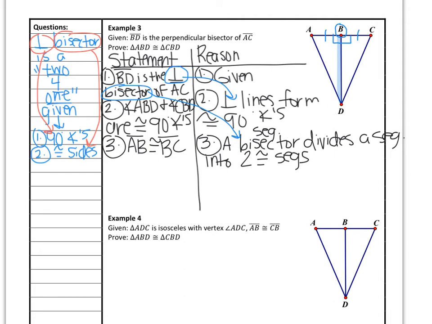Okay, now we are out of givens. That is all that this problem has given us, so we can cross it off. Now we have to look for vertical angles or reflexive side. So hopefully you do see that these triangles border each other and share that same side BD. So we're going to go ahead and use that reflexive property again. So BD is congruent to BD, and our reason is reflexive property.